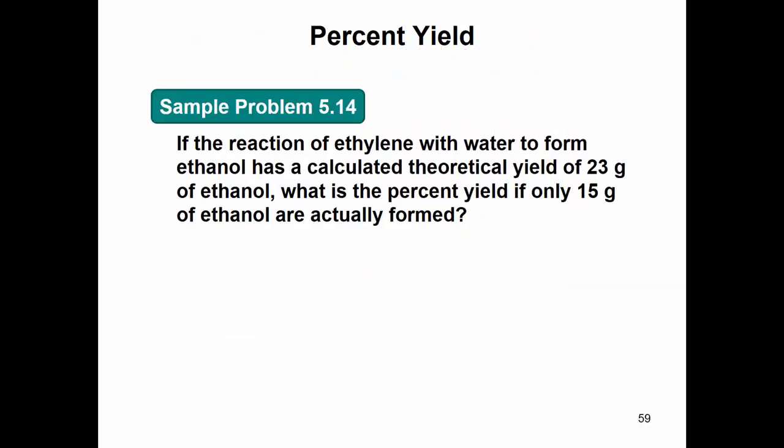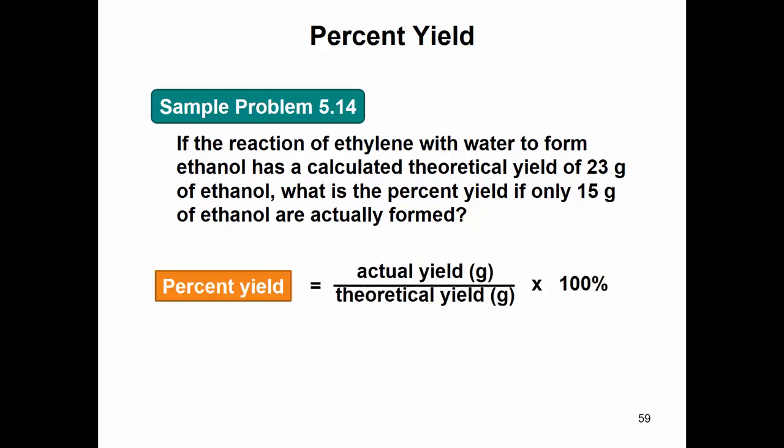So if you had a reaction of ethylene and water to form ethanol, we could write that equation out if we wanted to, and we calculated the theoretical yield by going from grams to moles to grams. We calculated it to be 23 grams. So that's the maximum amount of product we could form. But if we're in the lab and I only get 15 grams, this is my actual yield that I got in the lab. This is my theoretical. To find what's called a percent yield, this is very important.